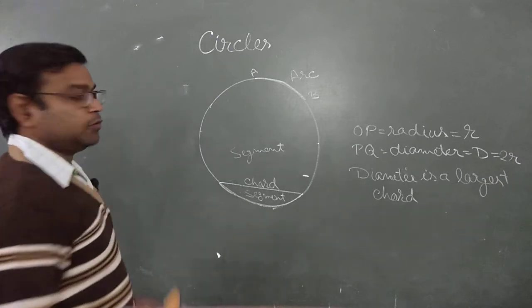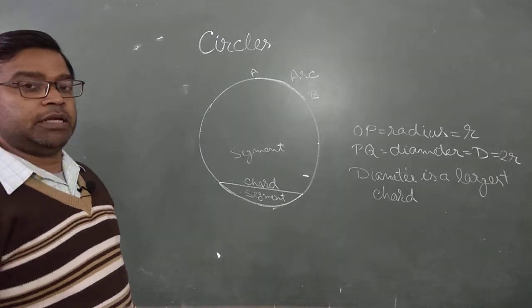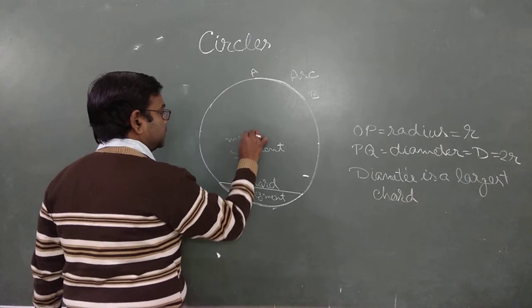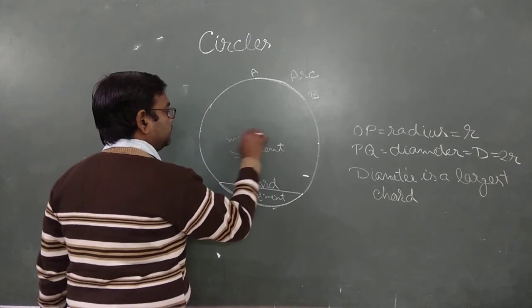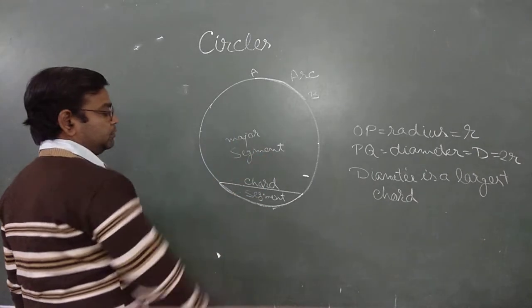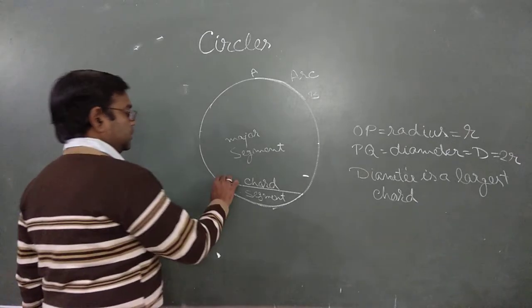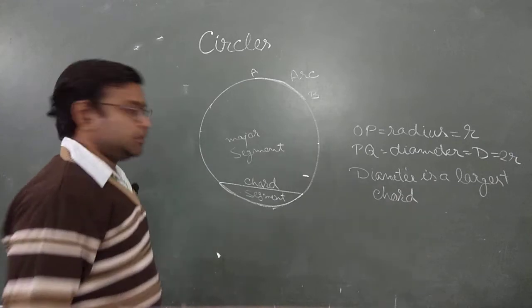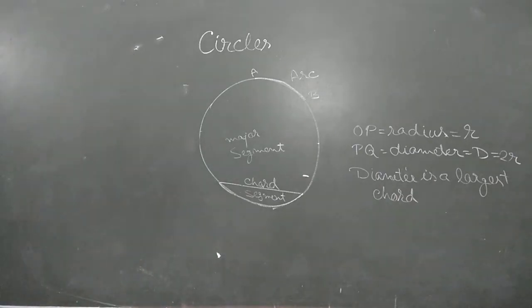Arcs are of two types, major arc and minor arc. Major means the larger one, as the name defines. This is your minor, meaning smaller. Similarly, this arc is the major arc and this arc is the minor arc. Hope you understand.